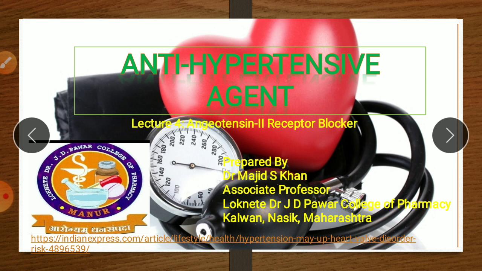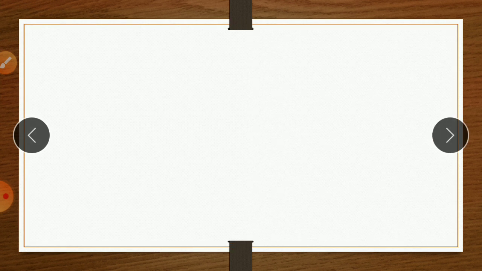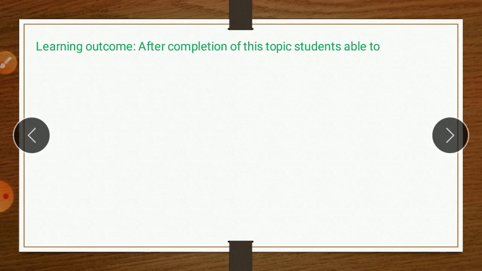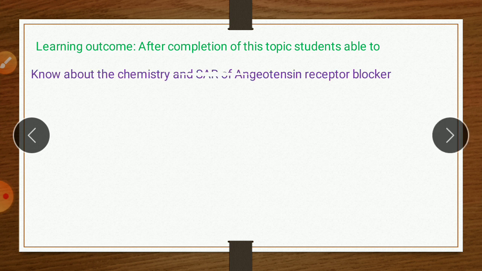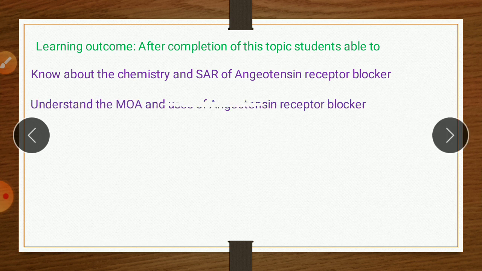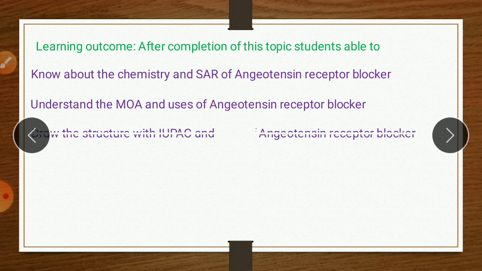So in this video, that is in lecture 4, we will cover angiotensin II receptor blocker. Learning outcome: after completion of this topic, the student will be able to know about the chemistry and SAR of angiotensin receptor blockers, understand the mechanism of action and uses of angiotensin receptor blockers, and draw the structure with IUPAC name and uses of angiotensin receptor blockers.